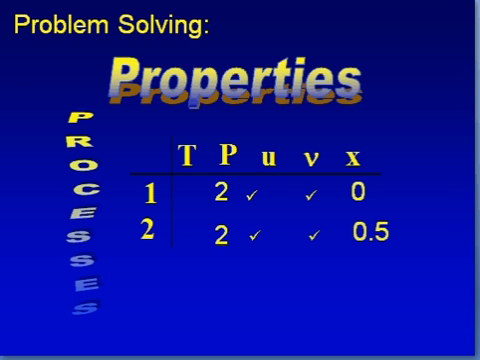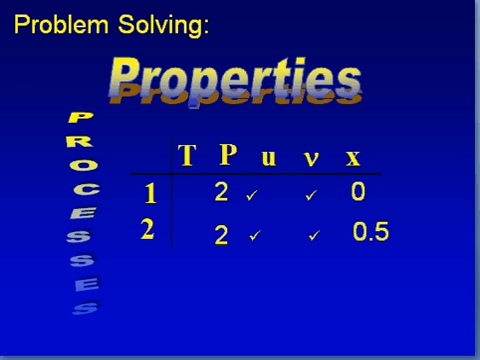Now what I've indicated here with these checks is that if I put a check there, that means I know I can find that value. I'm not looking it up now, but I know I could find it because we have skills. Given two properties, we can find the third. Here are properties given, where the pressure was 2 bars to start with, and the quality was 0.